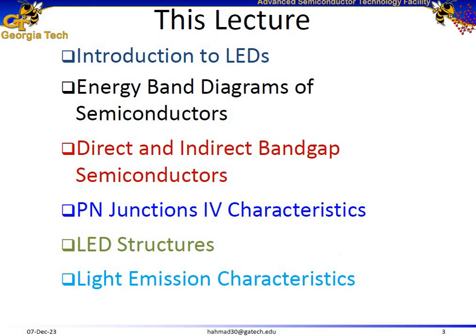Then I will talk about direct and indirect band gap semiconductors, followed by a discussion on PN junctions, current voltage characteristics. Then we will discuss some light emitting diode structures. And finally, we will talk about light emission characteristics.